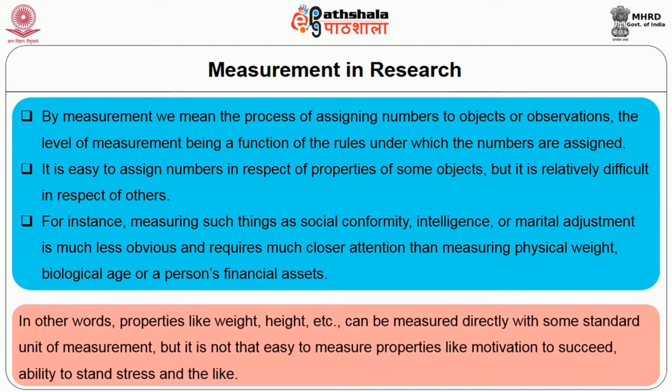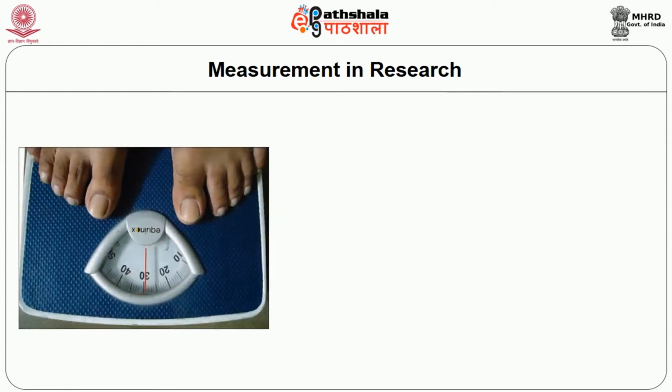In other words, properties like weight, height, etc. can be measured directly with some standard units of measurement, but it is not that easy to measure properties like motivation to succeed, ability to stand stress, and the like. We can expect high accuracy in measuring the body weight of a person with a weighing scale, but if the concept is abstract like likes or dislikes of a food and the measurement tools are not standardized, we are less confident about the accuracy of the results of measurement.